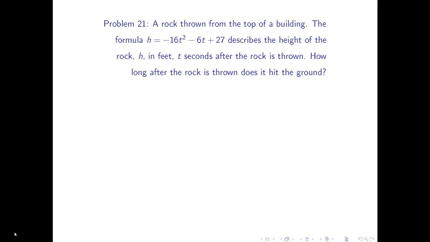So this is one of the word problems from chapter 6 again. A rock is thrown from the top of a building, and we're given the formula h equals -16t squared minus 6t plus 27, describing the height of the rock, h, in feet, t seconds after the rock is thrown. So h is the height and t is the time, and it tells the units, feet, and so forth. It says how long after the rock is thrown does it hit the ground?